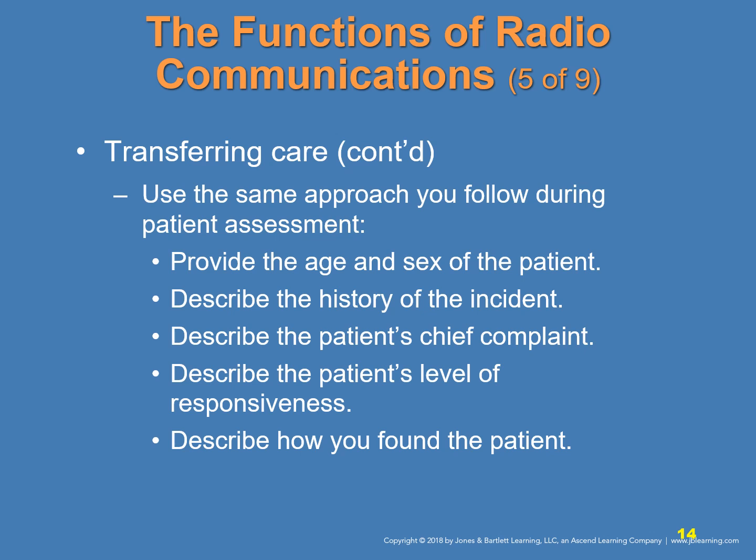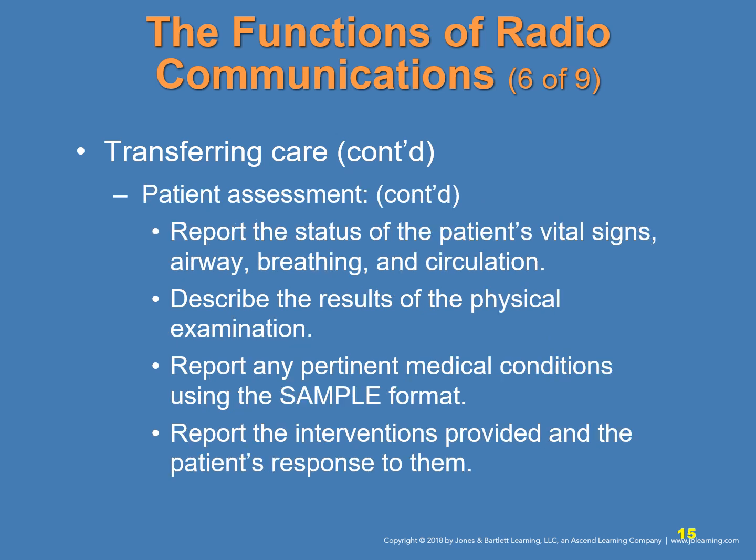The easiest way to report your patient assessment results is to use the same systematic approach that you followed during patient assessment. You should provide the age and sex of the patient, describe the history of the incident, describe the patient's chief complaint, describe the patient's level of responsiveness, and describe how you found the patient. Report the status of the patient's vital signs, airway, breathing, and circulation.